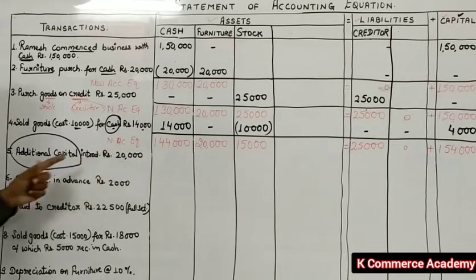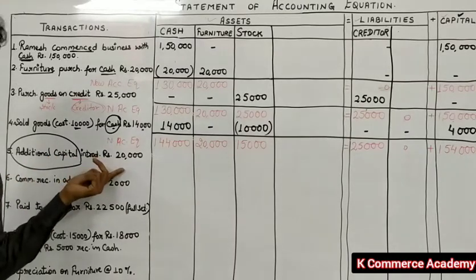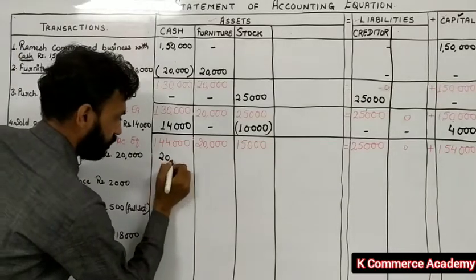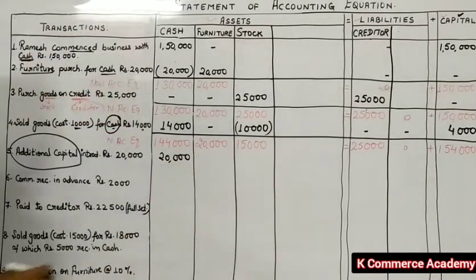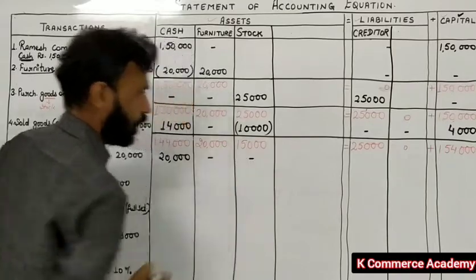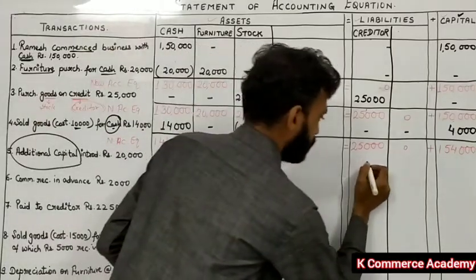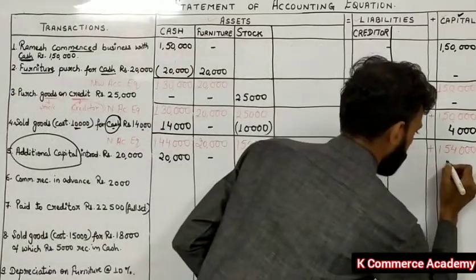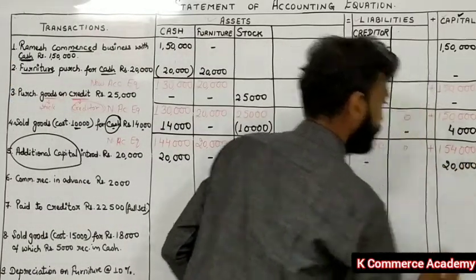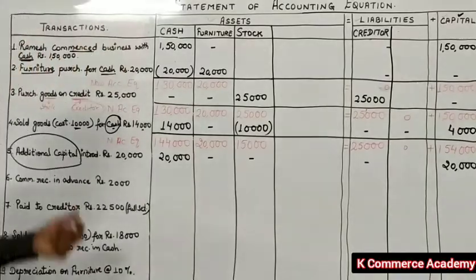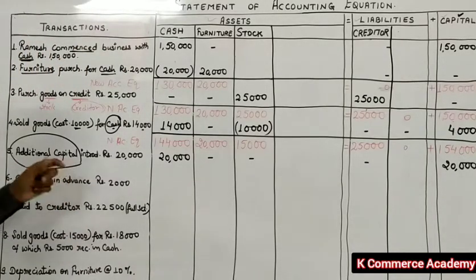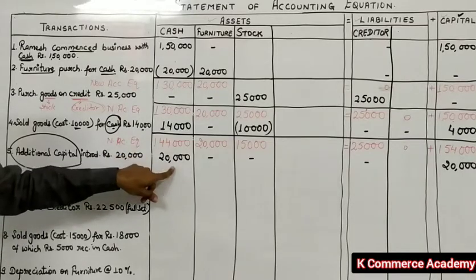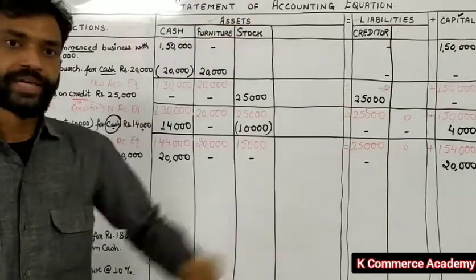What we need to do, however, कैसे आया होगा? This must have come in the form of cash only. So this 20,000 will be added to cash, and there will not be any change in furniture and stock. Again, there will not be any change in creditors, but there will be an addition to capital of rupees 20,000. As I told you, there are three items that have to be added to capital, and additional capital is one of them. So additional capital introduced during the current accounting period will be added to cash, as well as it will be added to capital.